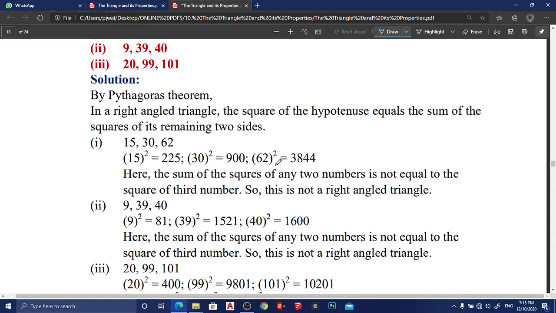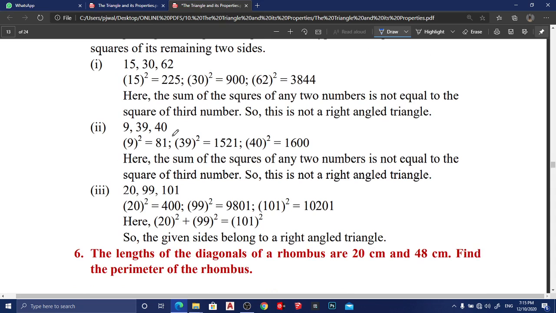It's very simple. Next, 9, 39, 40. Take the squares of all the 3 numbers. 9 square is 81, 39 square is 1521, 40 square is 1600. Now by adding these 2 numbers, you will not get this number because it is very small. So you have to check only with these numbers. And by adding these 2 numbers also, you will not get this number. That's why it is not a right angle triangle.